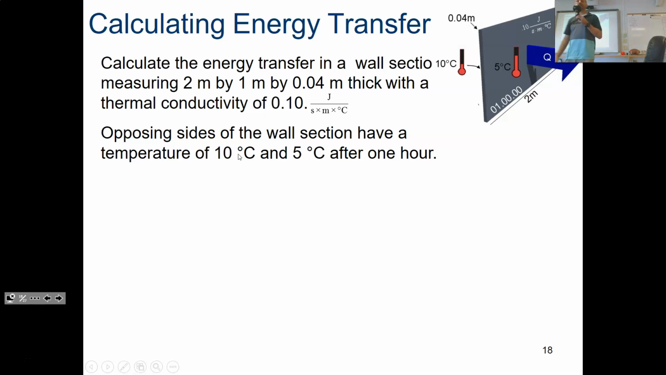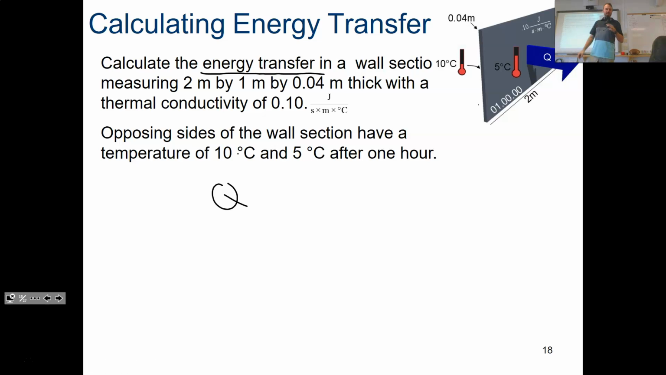It says calculate the energy transfer in a wall. It's 2 meters by 1, so basically 6 feet by 3 feet. It's 4 centimeters thick, so it's probably like an inch thick, with a thermal conductivity of 0.1. Opposing sections of the wall have a 5 degrees Celsius difference after 1 hour. So it wants to know the energy transfer, and that's the letter Q.